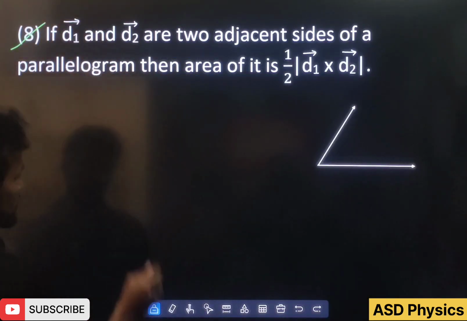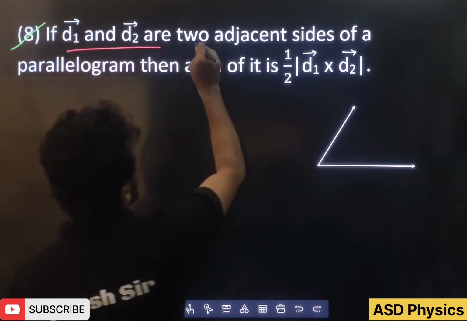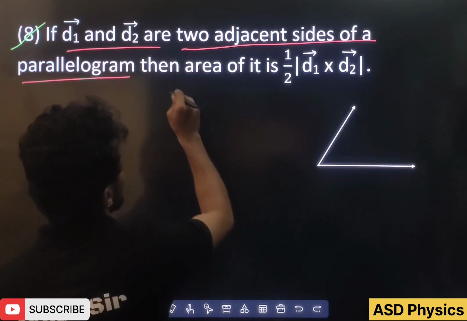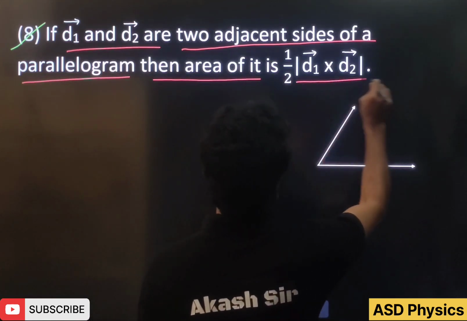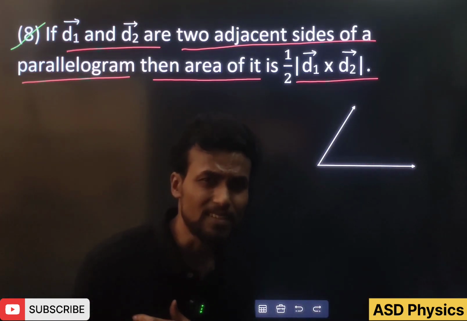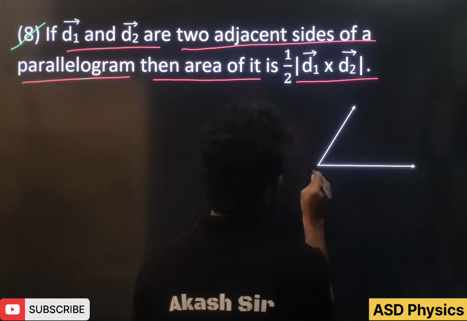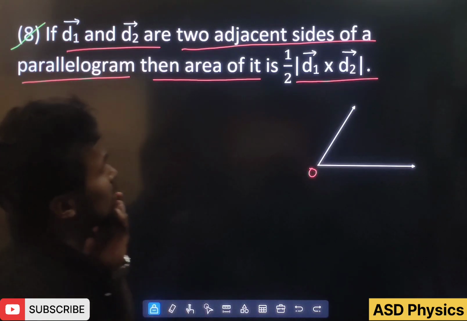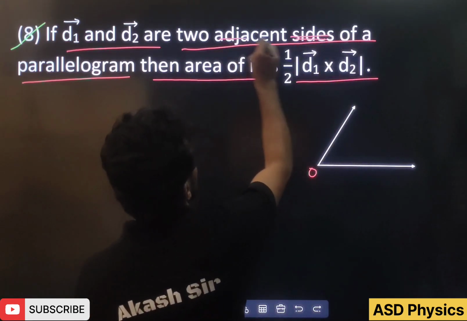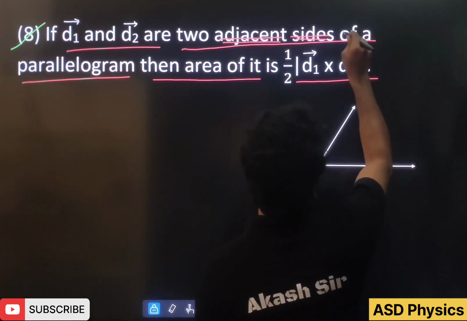Now let's see, students, the next one. If D1 and D2 are two adjacent sides of a parallelogram, then the area of it is given by mod of D1 cross D2. Okay, see, this is O. Not adjacent sides, students, please. Not the sides here. They are the two diagonals. If D1 and D2 are the two diagonals, please note, diagonals.